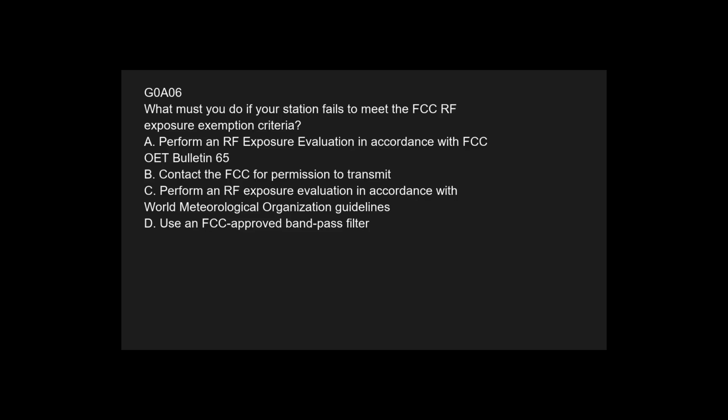Question: what must you do if your station fails to meet the FCC RF exposure exemption criteria? The correct answer is A. Perform an RF exposure evaluation in accordance with FCC OET Bulletin 65.